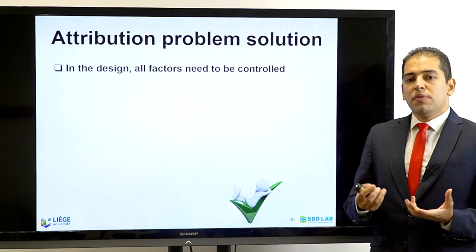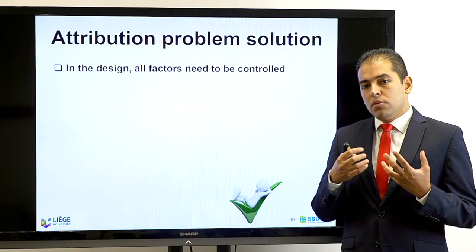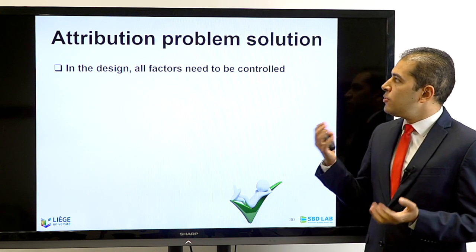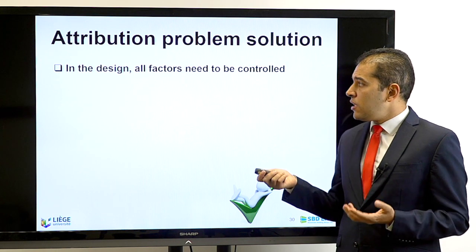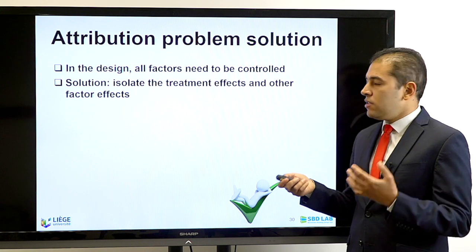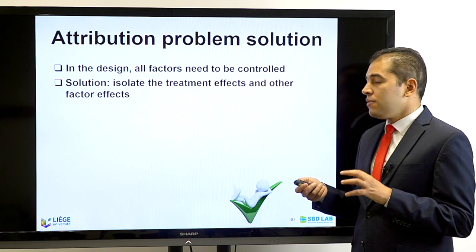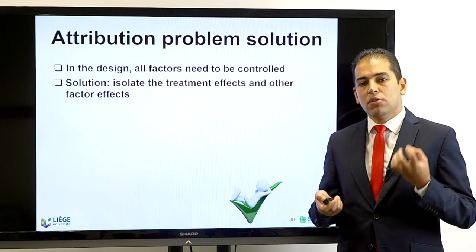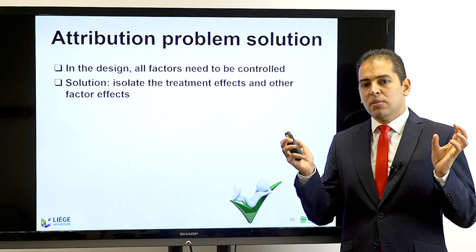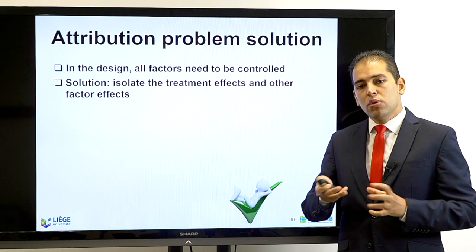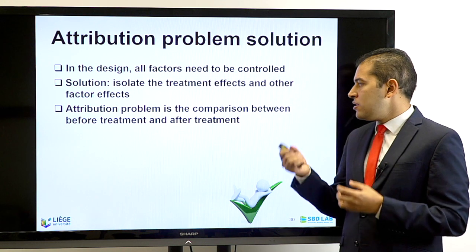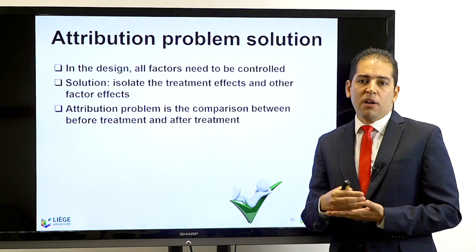Well, in most cases we are talking here about research-driven design, so it's very important. So the attribution problem solution is important. In the design, all factors need to be controlled, and the solution to that is to isolate the treatment effect from other factor effects. And you must make sure that you have invested enough time in this control aspect. So it's not only the independent and the dependent variable, but also I have to control the extraneous or the confounding variables. So the attribution problem is the comparison between before treatment and after treatment.